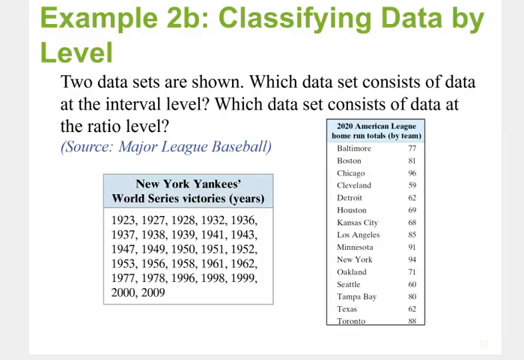All right, let's start with the data on the left, which is the New York Yankees World Series victories. Notice they're years, right? I can put them in order. They're all dates. But do their ratios make sense? Does the difference mean anything? No, it just means they won that year and didn't win the years that aren't listed. So this one would be interval.